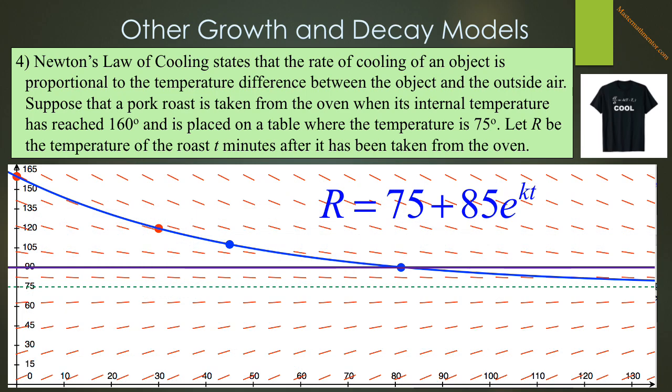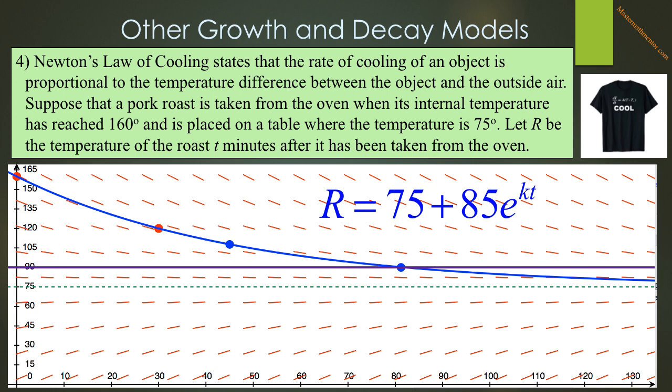Shown is the slope field for our differential equation and the particular solution in blue. R equals 75 plus 85 e to the kt, where k has been calculated as shown. The two given points, (0, 160) and (30, 120), are in red, and the two points we found, (45, 107.7) and (81.89, 90), are in blue.